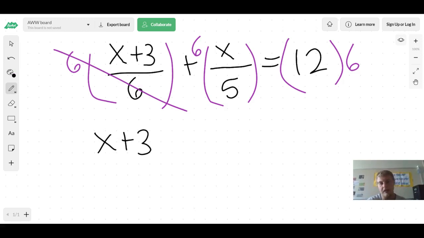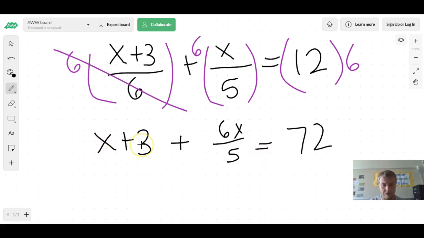Well, when you multiply something, it only multiplies the top. It never multiplies the bottom. Because it really is 6 over 1, and you multiply the tops, and then you multiply the bottoms, and 1 times 5 is 5. So it's just going to multiply the top. And this would become 72.